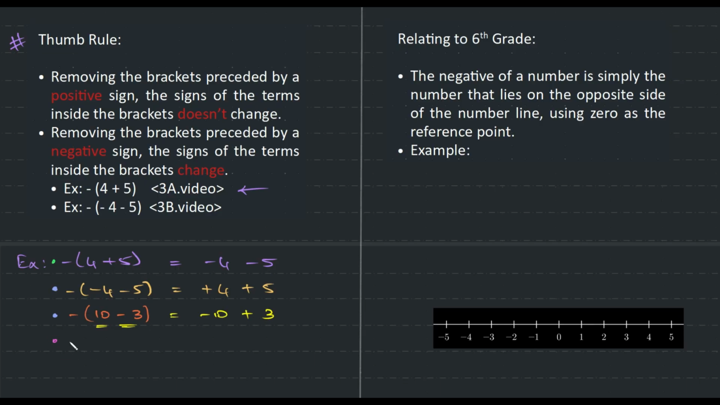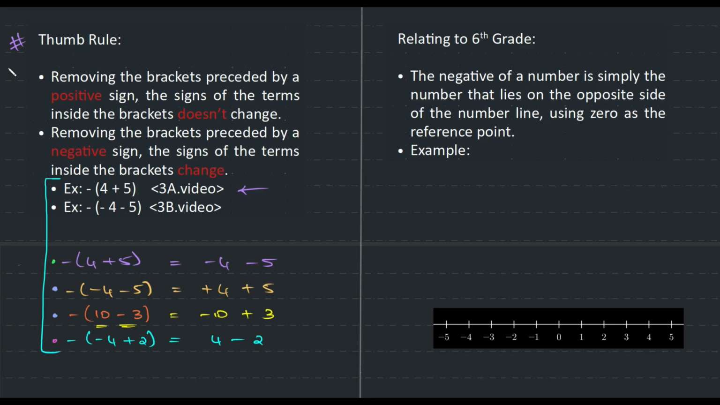I'll give you one more example. Let's say you have negative 4 plus 2. What now? Can you take a guess? So negative of minus 4 is plus 4. Negative of plus 2 is minus 2. So basically that's it. These are all the examples for this particular scenario, removing negative signs.